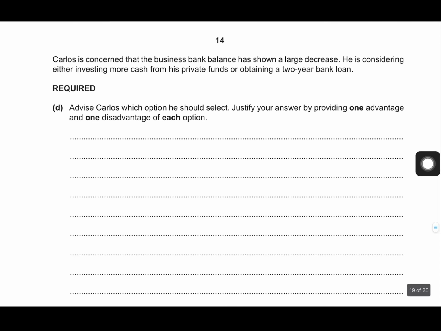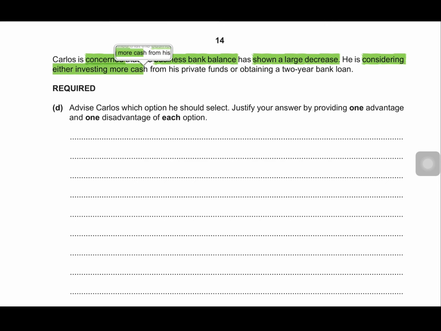Now let's move to part D. Part D says, Carlos is concerned that the business bank balance has shown a large decrease. So the business bank balance has been reduced. Now what is he considering? He is considering either investing more cash from his private funds into the business, or obtaining a 2-year bank loan, right? So this will increase the capital of the business, and this will increase the liability of the business, right? So he's considering these 2 options.